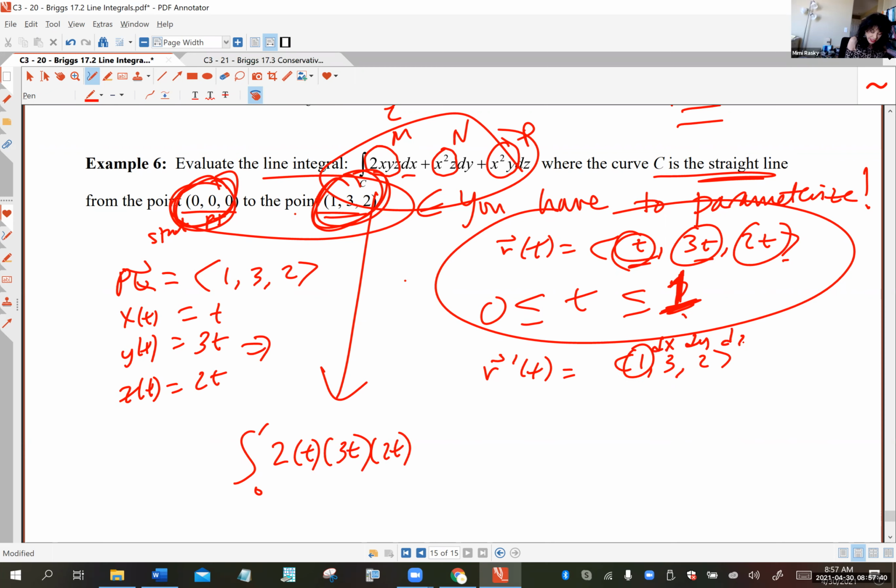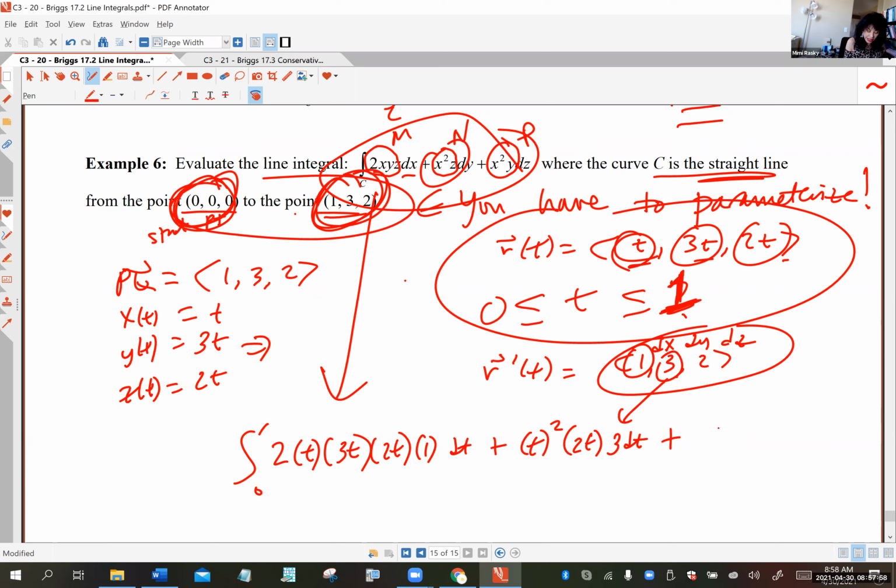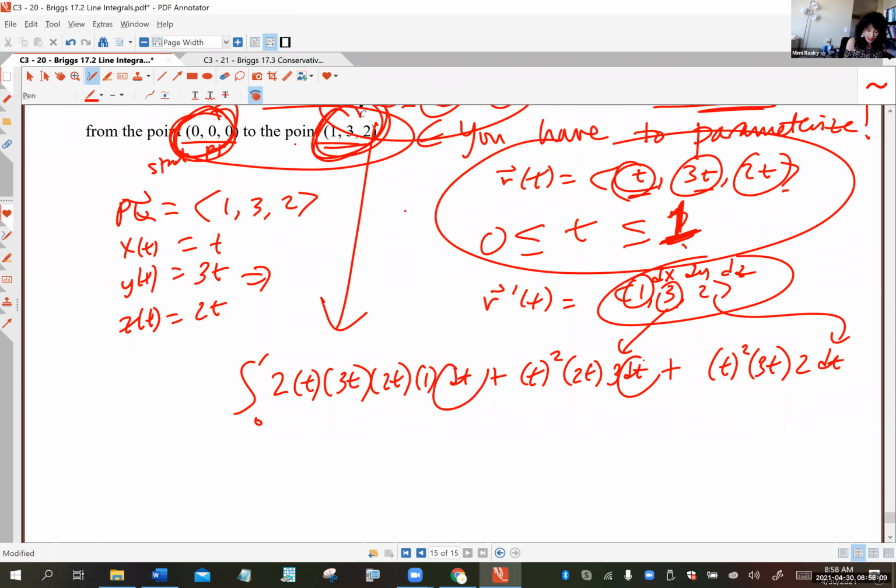This right here is your dx, dy, dz. 1 dt plus second term, x squared z dy. X gets replaced with t, so you have to square it. Z, you substitute 2t, and dy is 3 dt. Plus the last term, x squared times y, that's replaced with 3t, and dz is 2 dt. So this mess is what you're going to integrate. And notice that all these terms have a dt, so just factor that out.